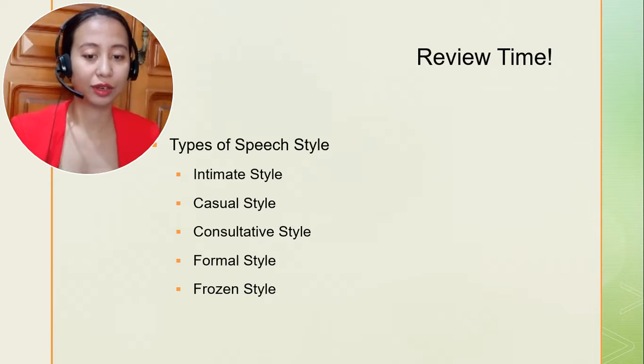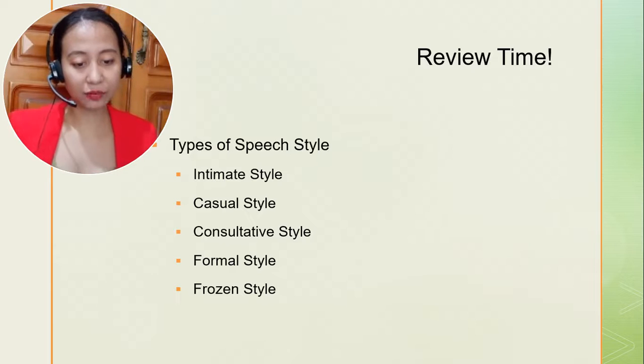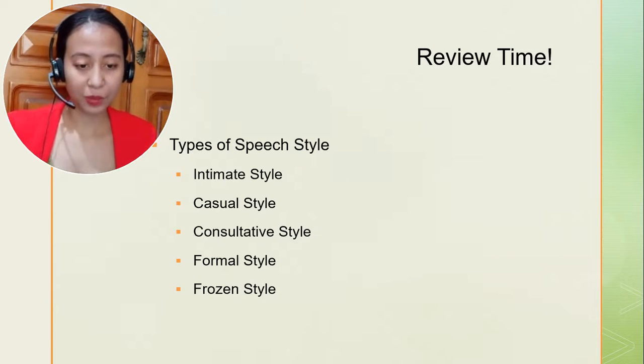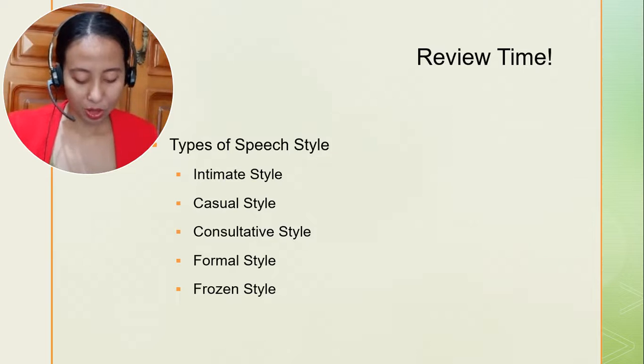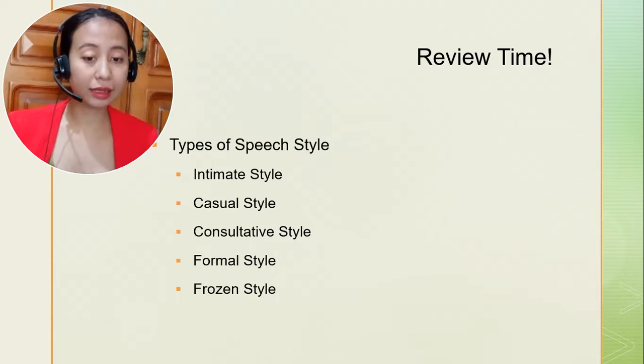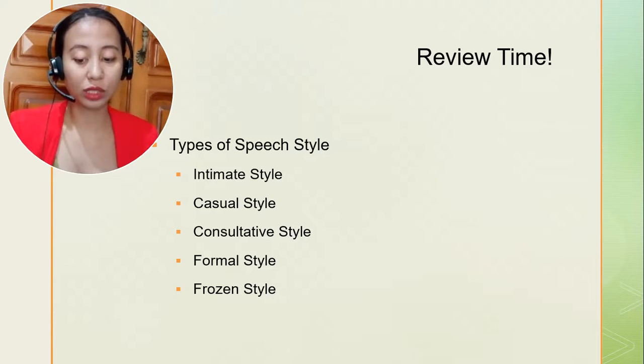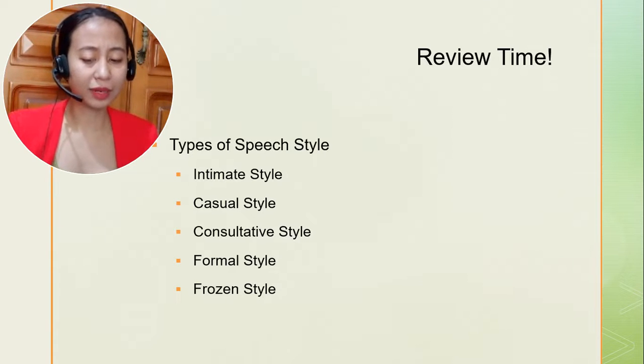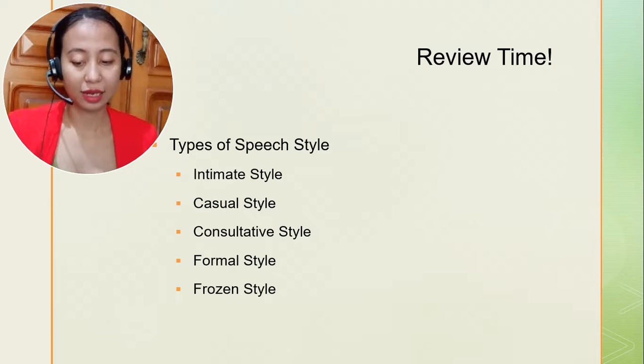This is the style. Now, there are 5 types of speech style: the intimate, the casual, the consultative, formal, and frozen. What do we mean by intimate? When we say intimate, this is a private language commonly shared within family and close friends, okay? And there are 2 features of intimate style: the extraction and jargon. When you say extraction, the speaker extracts a minimum pattern from some conceivable casual sentence.